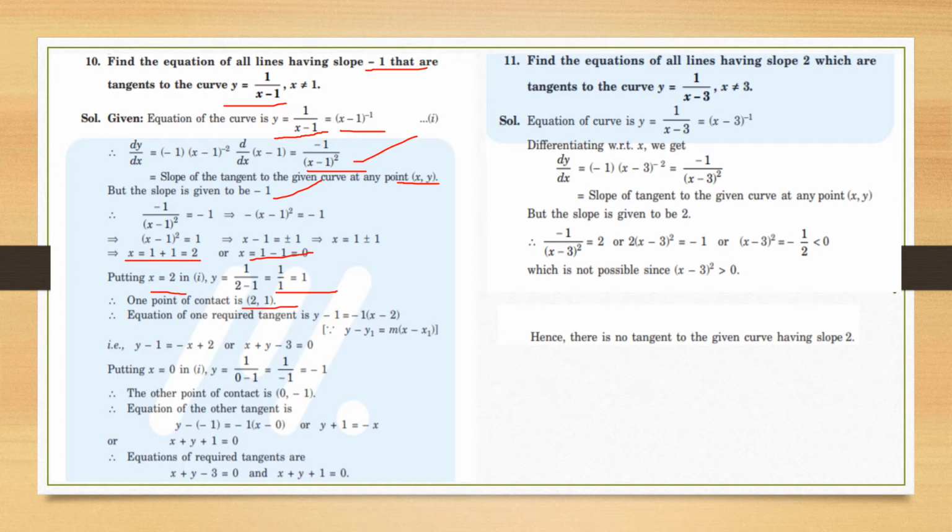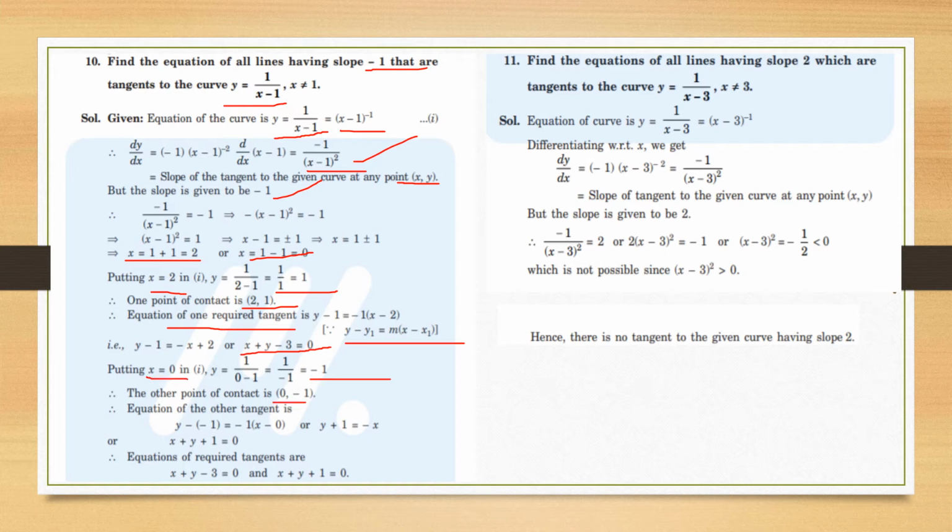So the point of contact is (2, 1). In this case, the equation of the tangent, by using y minus y1 equal to m times x minus x1, will be y minus 1 equal to minus 1 times x minus 2. So it is x plus y minus 3 equal to 0. And when x is 0, my y is minus 1.